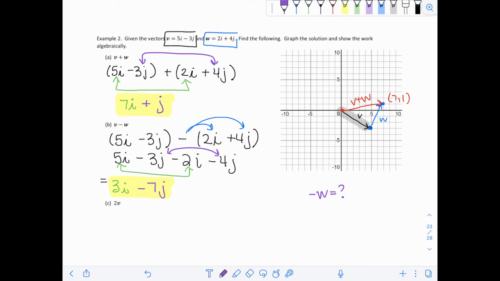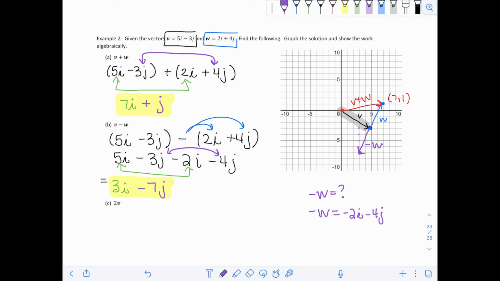Well, I could actually rewrite that. Instead of 2i plus 4j, negative w is actually negative 2i minus 4j. So if I try to graph that at the end of my vector v, that would mean my x's would move left 2, and then my y's would move down 4. 2, 3, 4, and it would end right here. And so if you see, graphically what's happening is that it looks just like a mirror image of w. And that's because if we go backwards, it's kind of like rotating 180 degrees.